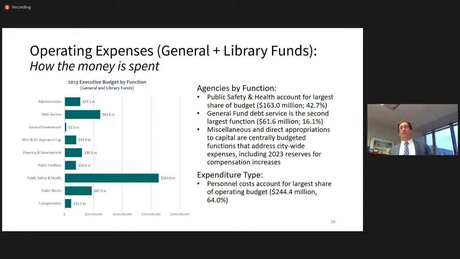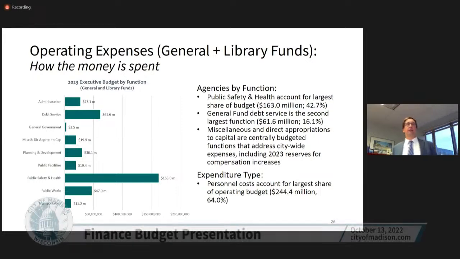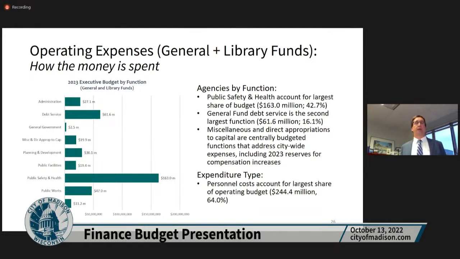So when we talk about that $382 million, where does it go? The graph on this slide gives you a sense of those allocations, with most of the money going towards public safety and public health. That will be the city's fire and police departments, as well as the city's share of the joint city-county public health department. Also included there is the Police Civilian Oversight Board, as well as the Office of the Independent Monitor.